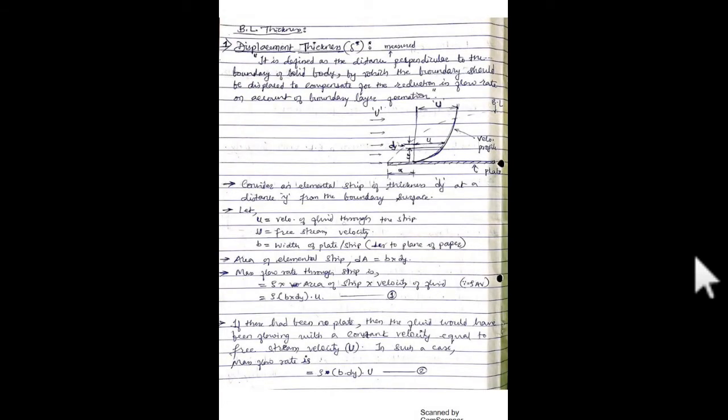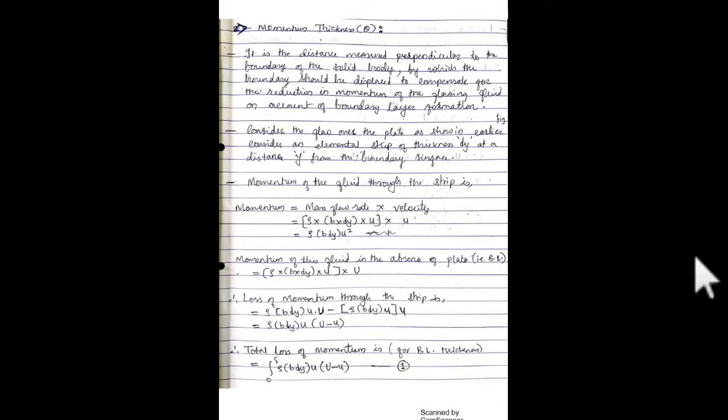Similarly, another term is the displacement thickness. It is defined as the distance perpendicular to the boundary of the solid body by which the boundary should be displaced to compensate for a reduction in flow rate on account of boundary layer generation. So this is the displacement thickness. Similarly, we have momentum thickness. So boundary layer thickness, displacement thickness, and momentum thickness are the main terms of the boundary layer formation.